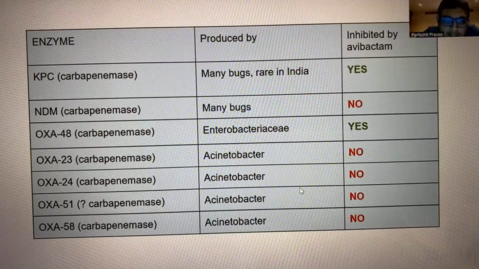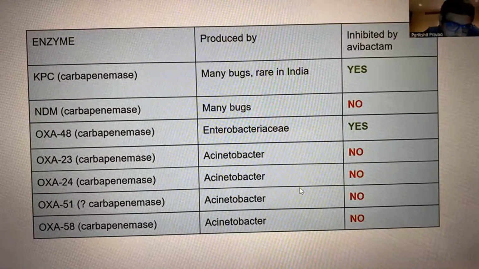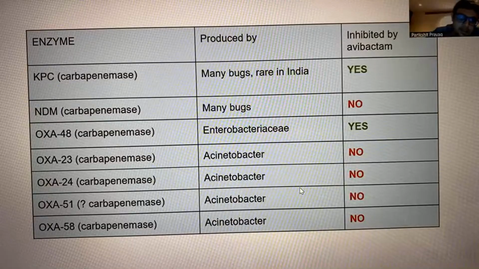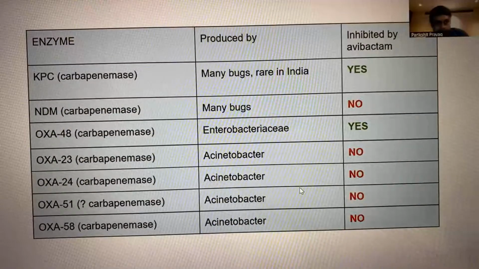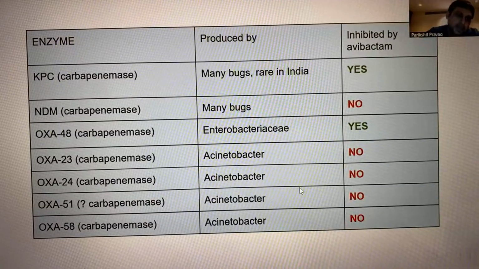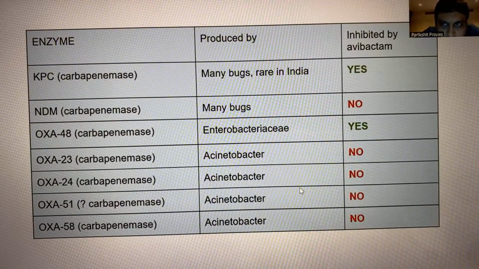And then you had the 4 Acinetobacter carbapenemases, which are OXAs 23, 24, 51 and 58. And we said that 23 was by far the most important one, and none of these are inhibited by avibactam. So if you look at the Acinetobacter carbapenemases, Acinetobacter usually either produces NDM or these oxals. None of them are inhibited by avibactam.